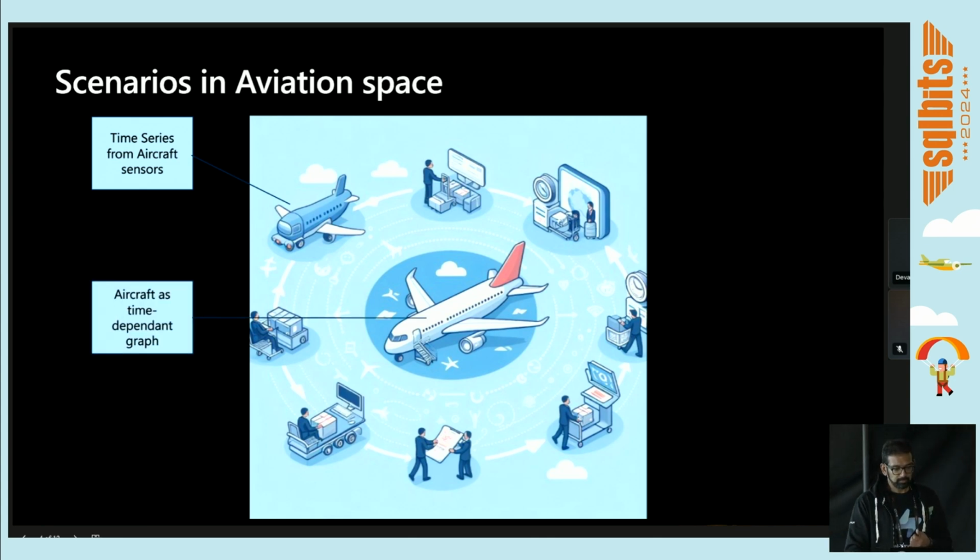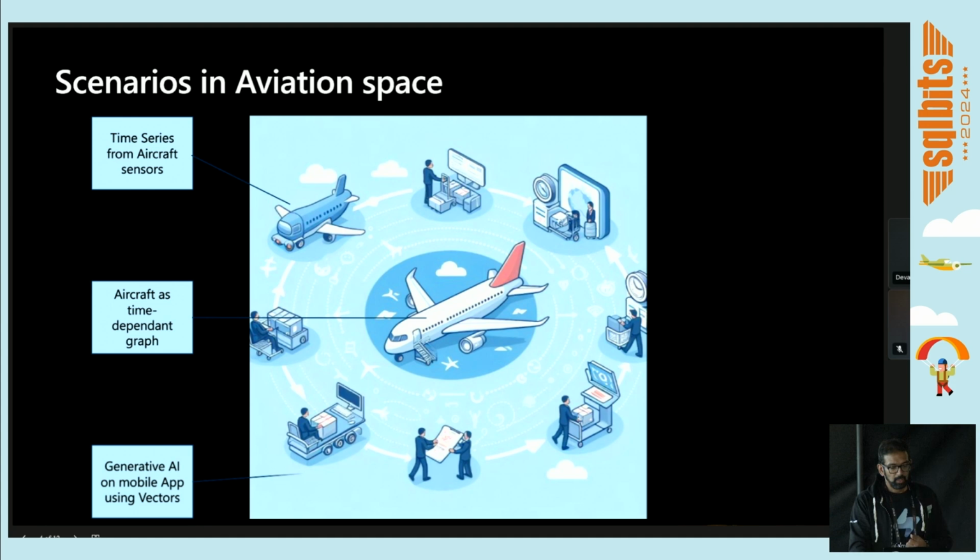Second, an aircraft is also kind of a time-dependent graph, because an aircraft is a hierarchy of different components. An aircraft has an engine, which has different components. Or an aircraft has doors, windows, or the pilot's cabin, all with knobs and buttons. All of these are sensors, and these are also kind of a graph. So if you can combine all the sensor data, the time series data, with the graph data, you can get very interesting insights in terms of what was happening with the aircraft along a period of time, across different components and different hierarchies. This is also a scenario in the aviation space.